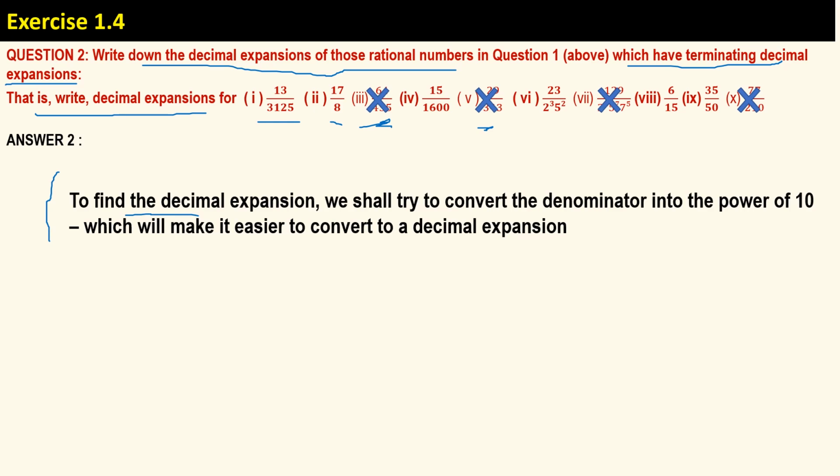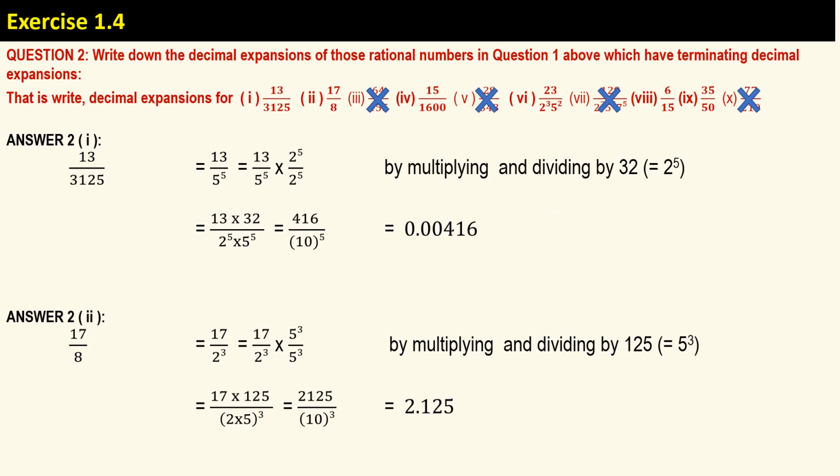Note that to find the decimal expansion, we shall try to convert the denominator of the given number into a power of 10, because it will make it easier for us to convert the given number into the decimal expansion. So the answer to part 1: we are given 13 divided by 3125 as the given number, which is equal to 13 divided by 5 raised to power 5.